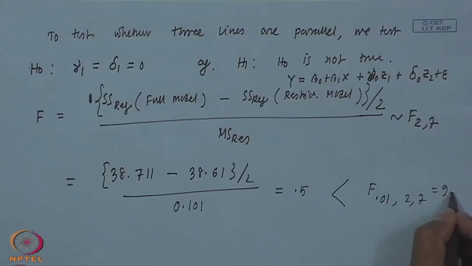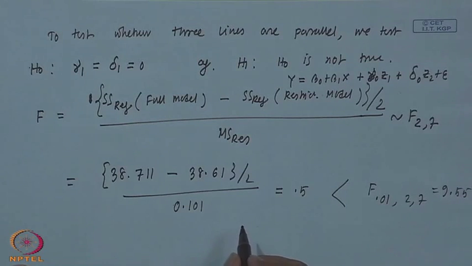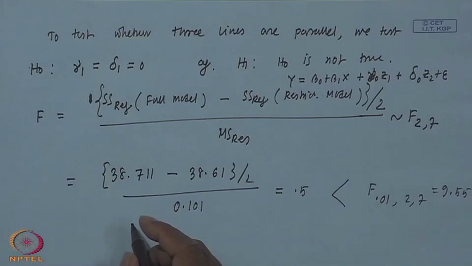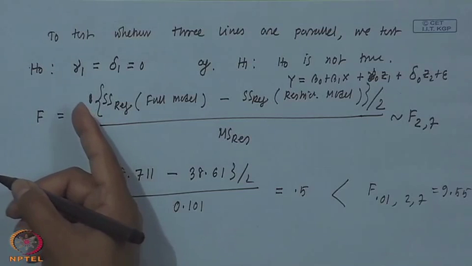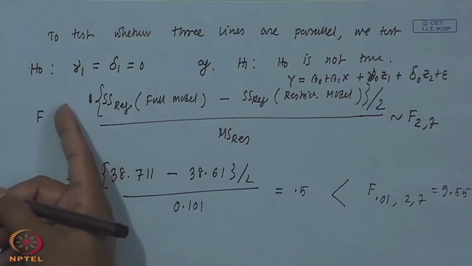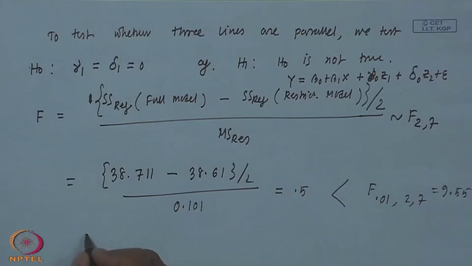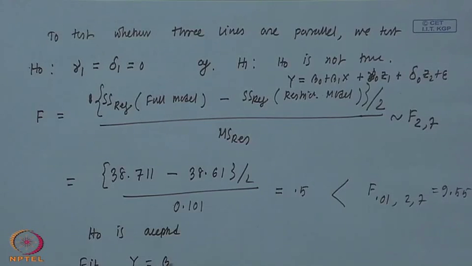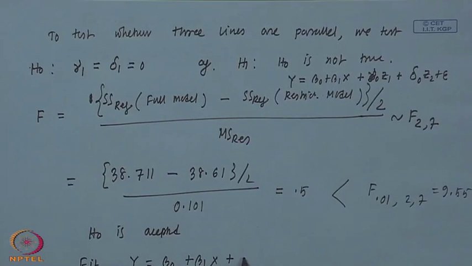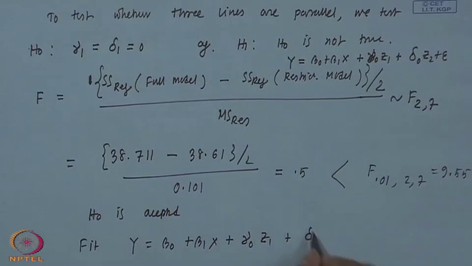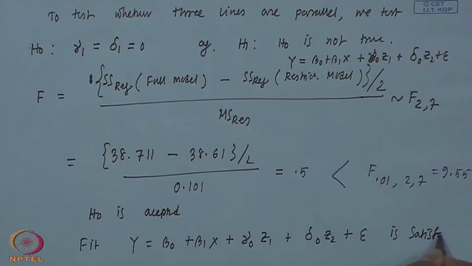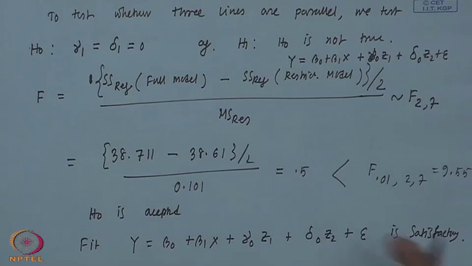which is less than F 0.01, 2, 7, that is 9.55. This is the tabulated value. So, this says that the test is not significant. That means we accept the null hypothesis. Okay? So, here H naught is accepted. So, the fit we talked about, y equal to beta naught plus beta 1 x plus gamma naught z 1 plus delta naught z 2 plus epsilon, is satisfactory. Well, so let me conclude this part.